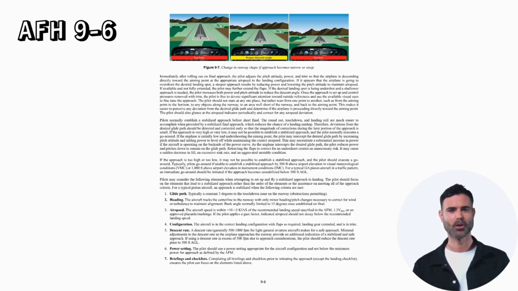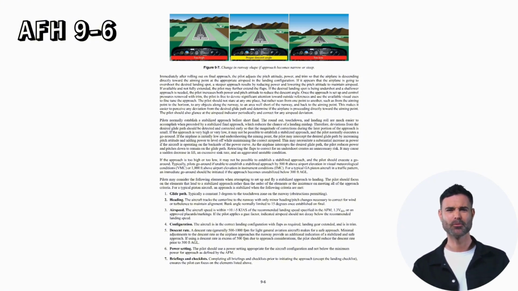Typically, pilots go around if unable to establish a stabilized approach by 500 feet above airport elevation in visual meteorological conditions, VMC, or 1,000 feet above airport elevation in instrument conditions, IMC. For a typical GA piston aircraft in a traffic pattern, an immediate go-around should be initiated if the approach becomes unstabilized below 300 feet AGL.